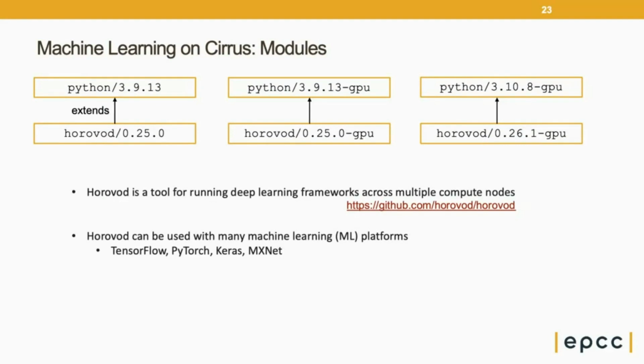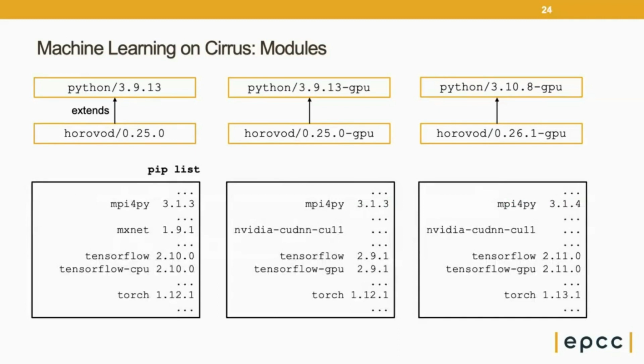So for each of the Python central modules, I also have centrally installed Horovod modules, which extend the Python ones. For each of the 3 Horovod modules listed on this slide, you can see the underlying set of Python packages that are provided. For the one on the right, the 0.26.1 version, I have the NVIDIA CUDA neural net library, as well as TensorFlow 2.11 and PyTorch 1.13.1.